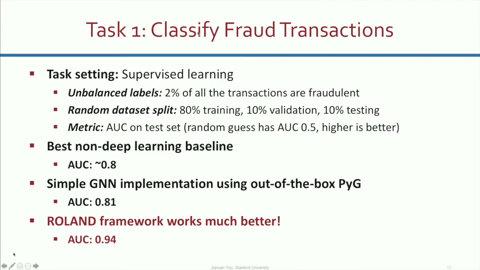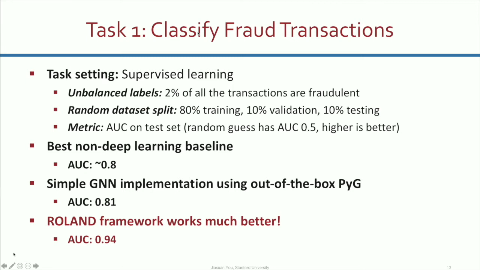The first task we care about is to classify fraud transactions. Our setting is a supervised learning setting, where the labels are highly unbalanced because only 2% of all the transactions are fraudulent. We'll apply a random data set split where 80% of the data are training, 10% validation, and 10% testing. We adopt the standard metric for binary classification, AUC, and here the random guess will have an AUC of 0.5, and higher is better.